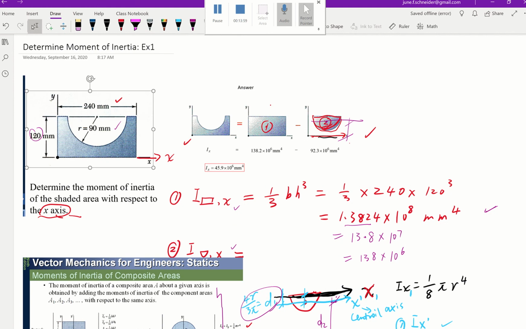When we have some common shapes, we can just combine them together, subtracting or adding. However, do be mindful that the axis has to be the same axis, especially for this semicircle. In order to do that, we need the parallel axis theorem twice to get it.